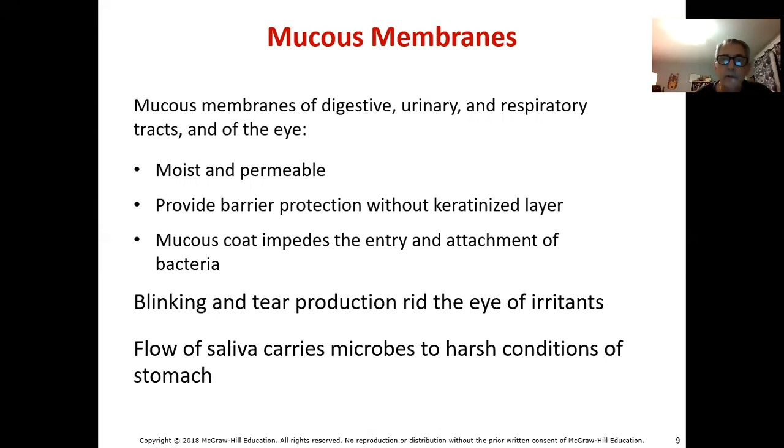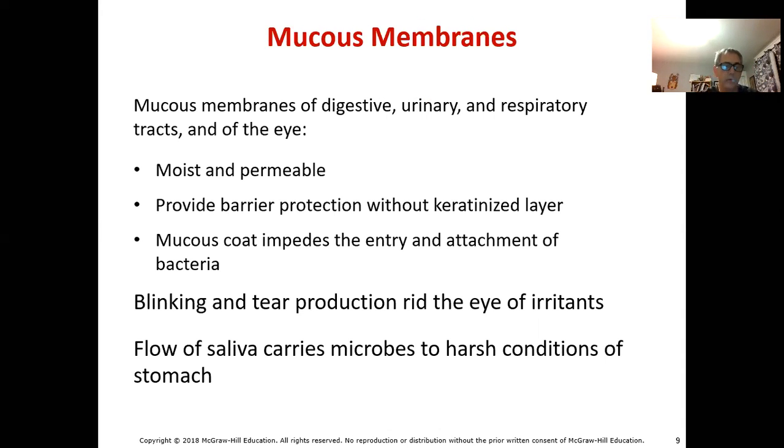The mucous membranes of our digestive, urinary, and respiratory tracts and of the eye are moist and permeable. They provide a barrier without the keratinization that the skin has. The mucus coat impedes the entry and attachment of bacteria. Blinking and tear production rid the eyes of irritants. Saliva carries the microbes to the harsh conditions of the stomach. As said before, pH 2. Our stomach is very acidic.